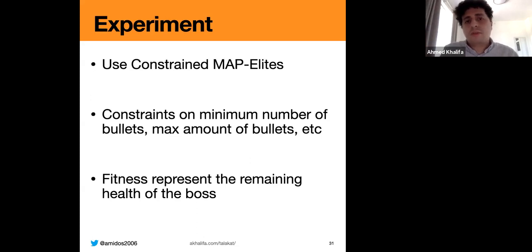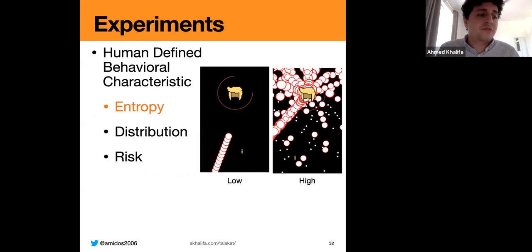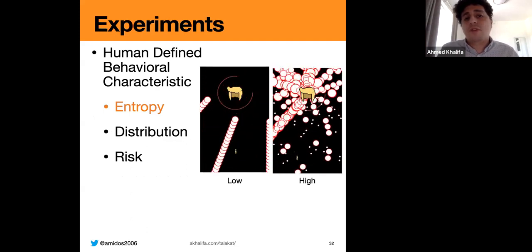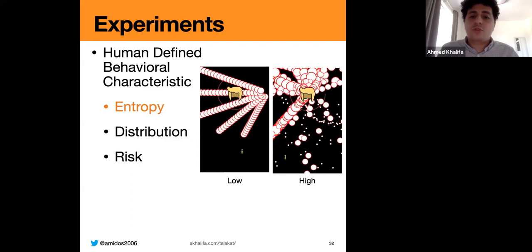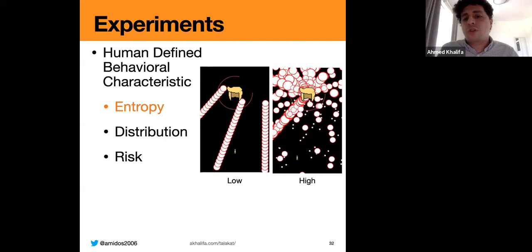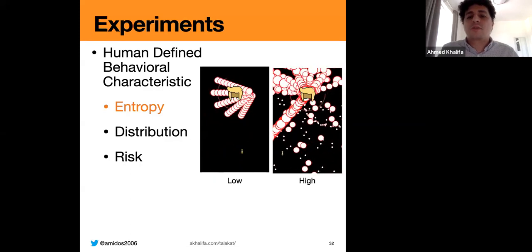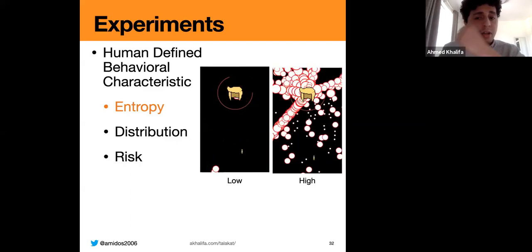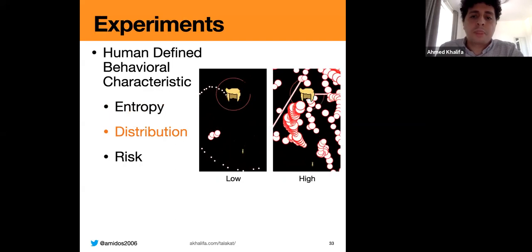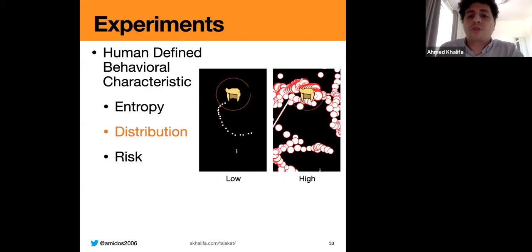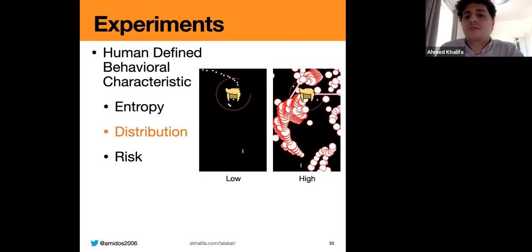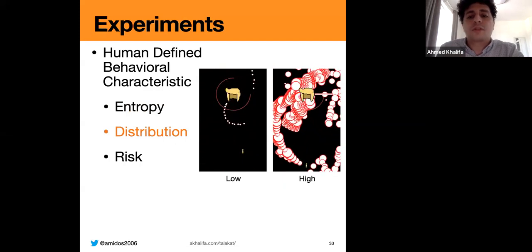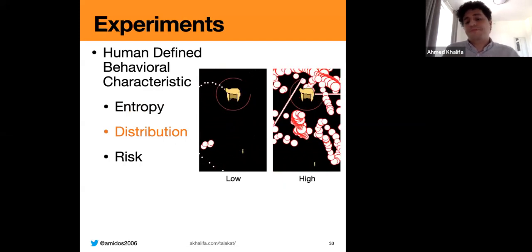Constraint MAP-Elites needs something to calculate diversity, so we designed three different human behavior characteristics. The first one we call entropy, which means how much your agent is moving. If your agent is moving too much, it will have high entropy, and if it's not moving a lot, it will have low entropy. The second one we call distribution, which is a measure of how much of the screen is covered with bullets. If a lot of bullets cover the screen, you have high distribution, and if a small amount of bullets cover the screen, you have low distribution.